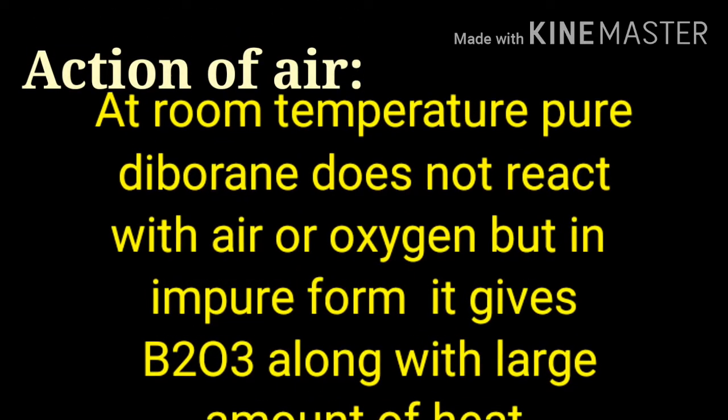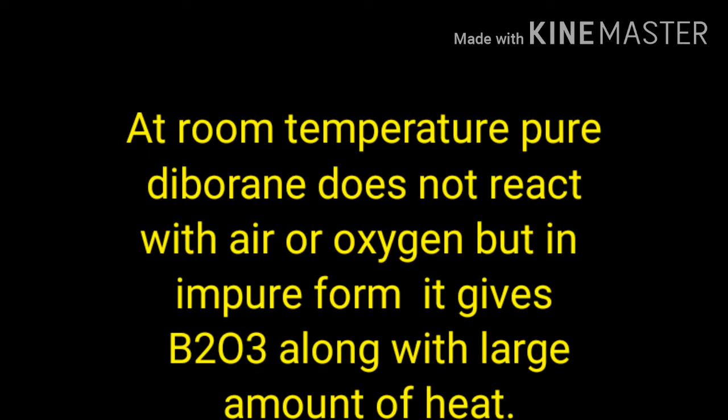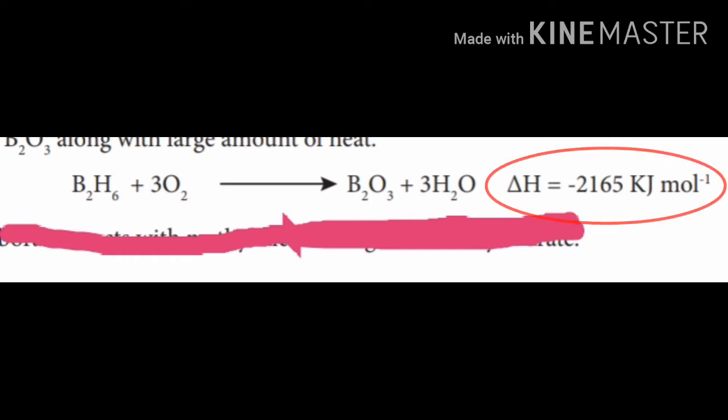Action of air. At room temperature, pure diborane does not react with air or oxygen, but in impure form, it gives B2O3 along with a large amount of heat. That means it produces heat, hence it is called an exothermic reaction. See, this is B2H6, diborane. When it reacts with oxygen, it gives a large amount of heat. So it is called an exothermic reaction, giving B2O3.